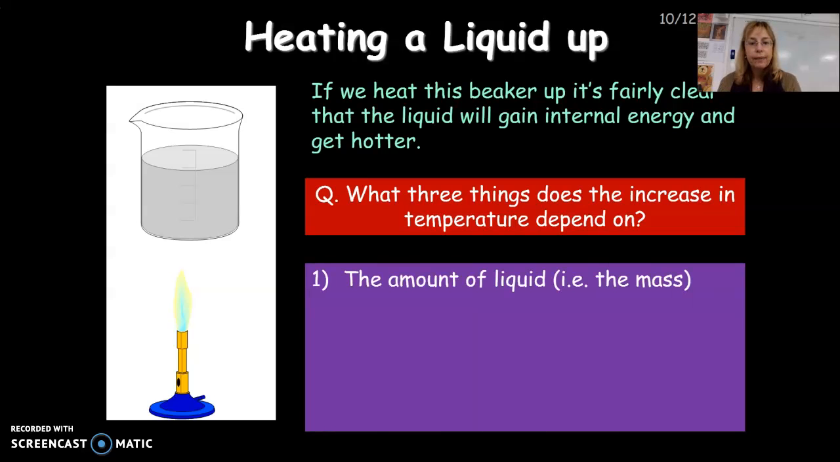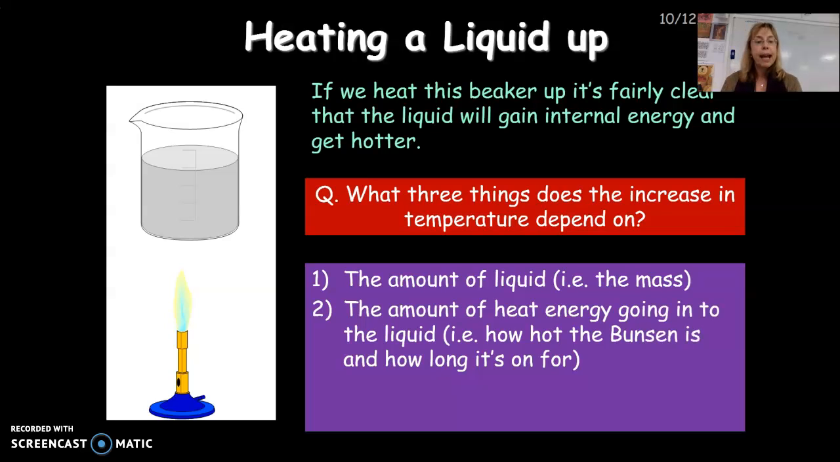The first one is the amount of liquid. Obviously, if I've got a huge tank of water, it's going to take longer to heat than if I have a little bit. And that's why we only put a little bit of water in our kettle if we just want enough for one. Otherwise, we've got to wait a long time for a whole full kettle to boil.